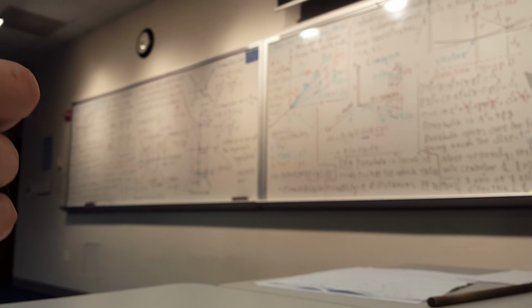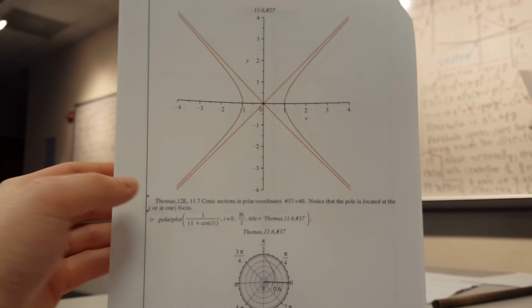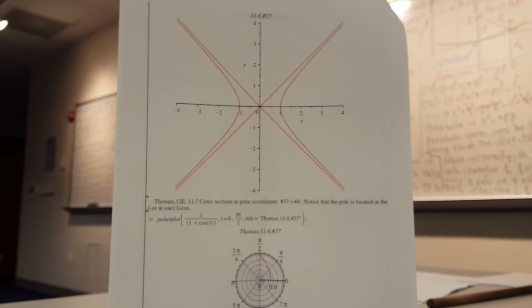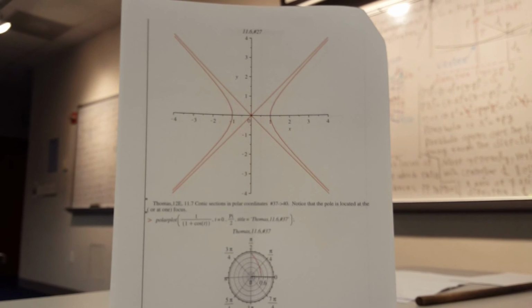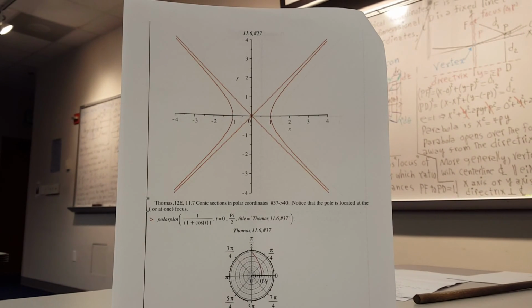Okay, so then the rest of the material is about section 11.7, the conic sections and polar coordinates, and that's next week. So please save this, and we'll look at those pictures next week.